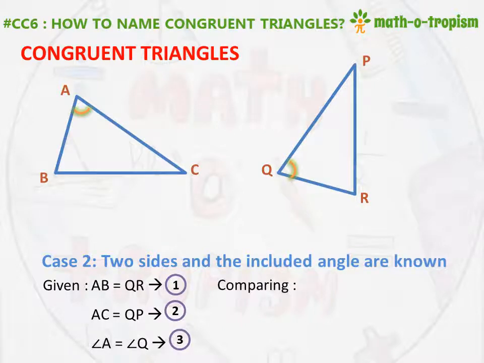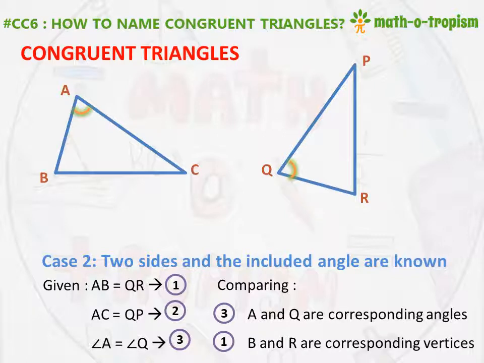Now when comparing to find the name, we have to first take the angles. So here the angle A is equal to angle Q. So first we will be writing A and Q are the corresponding angles. Now we will take any one of the balance equation. So we'll take the first one where AB is equal to QR. Now we know A and Q are corresponding angles, means B and R are the corresponding vertices. Since we now know B and R are corresponding vertices, it automatically makes C corresponding to the vertex P.